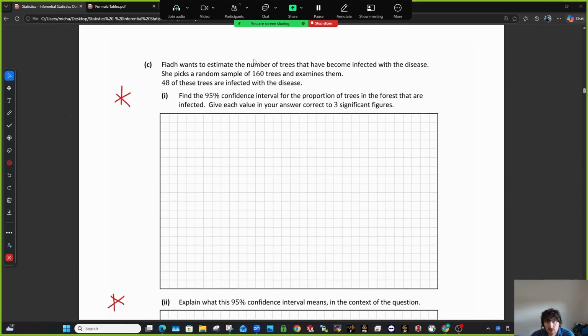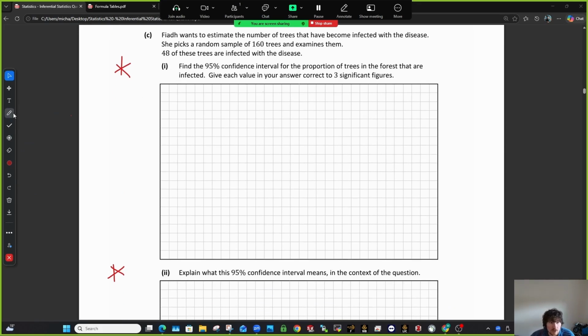She wants to estimate the number of trees that have this, right? So she picks a random sample of 160 trees and examines them, and 48 of them are infected. So hopefully you can see that that's actually a p-hat. So that's 48 over 160 had the disease, okay? Find the 95% confidence interval for the proportion. So this is actually pretty easy.